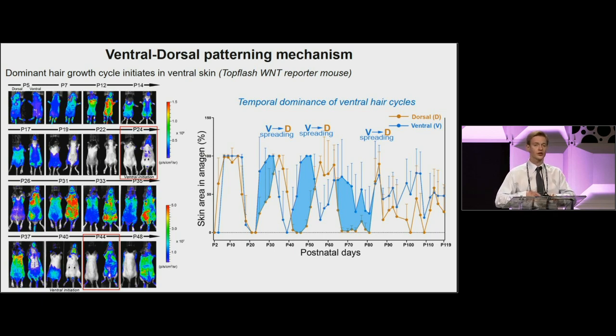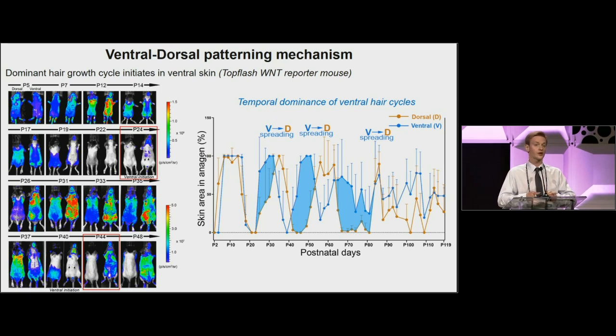It starts in the chin and chest area. And then at day 26, you can see how it progresses over the shoulder region in the form of a bilateral wave. And the same repeats itself in the next anagen at day 44, where ventral skin initiates anagen first and then propagates it over the flanks of the animal.